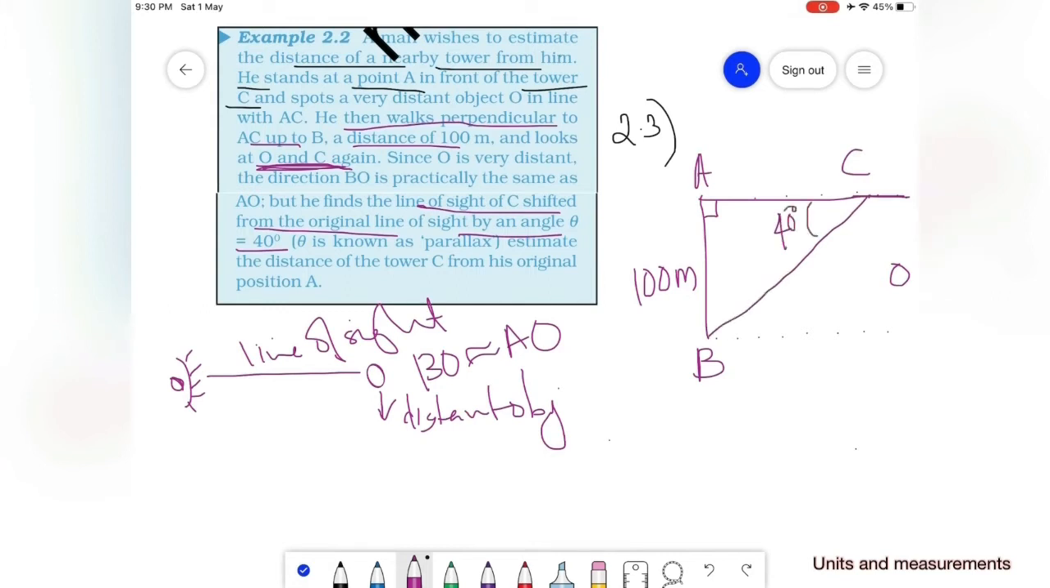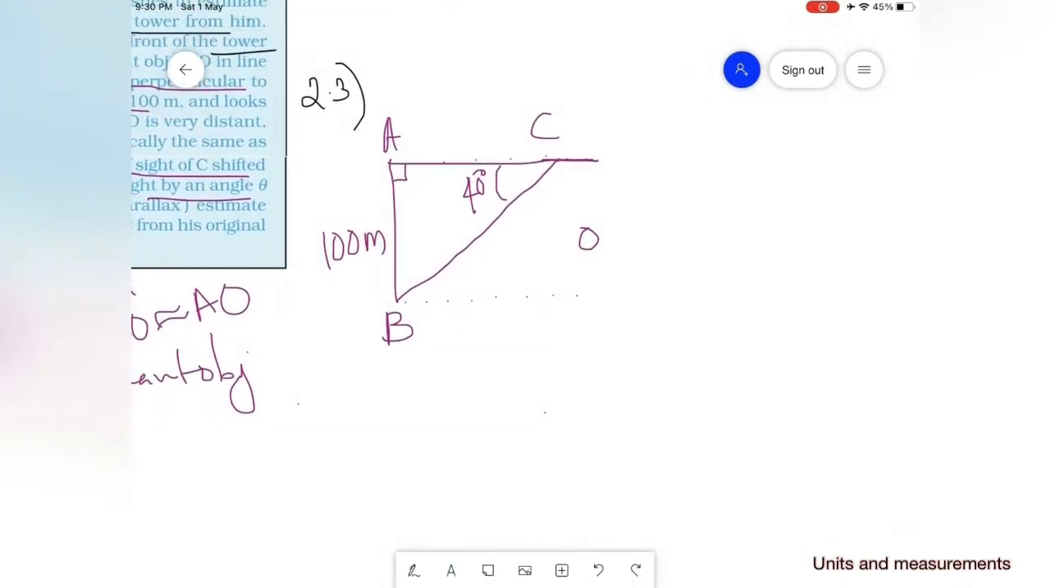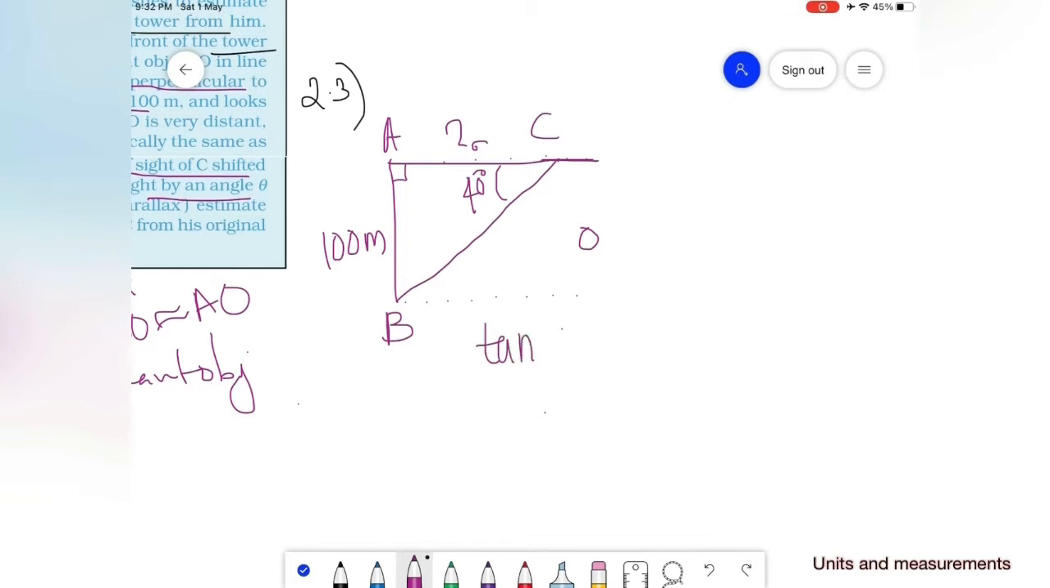So once you've drawn the figure, now how do you solve the problem? We see here it's a right angle triangle. We can use trigonometry here to solve the question. The question here is AC, the distance between the man and the tower. So let's go. Tan theta is equal to opposite side by adjacent side.